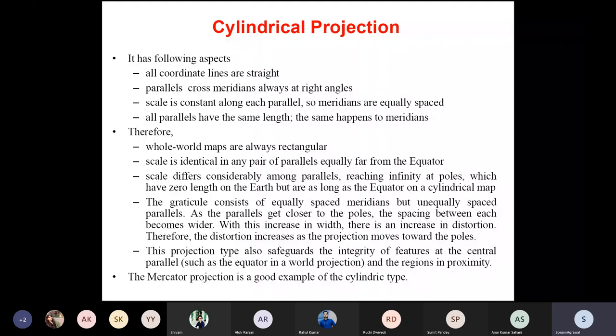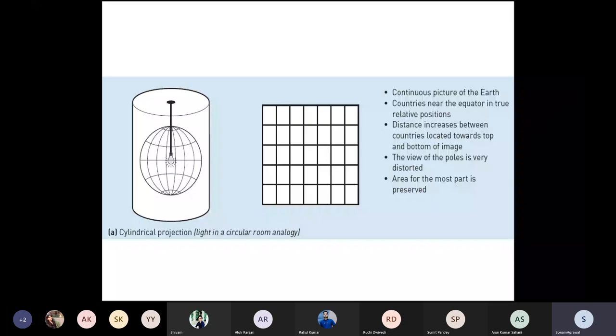The very first one is the cylindrical projection. In this kind of projection system, if you place a light bulb inside a globe, the light cannot pass through the land, but it can pass through the water. And if you take the projection of that on some sort of paper that is wrapped around the globe, this projection is created. In the cylindrical projection, as you can see, the whole globe is getting projected on the developing surface. You can see a continuous picture of the earth.